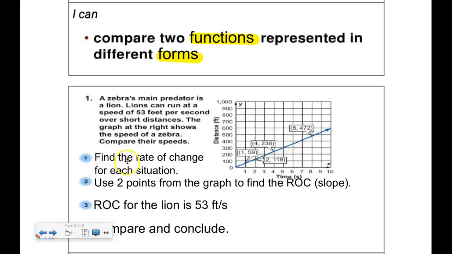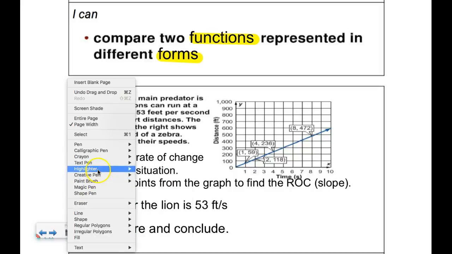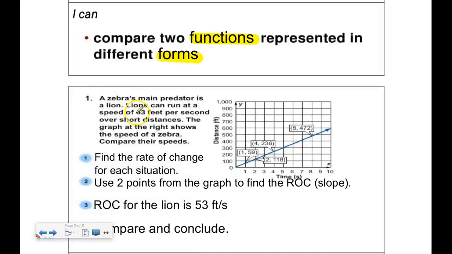First, you need to find the rate of change for each situation in order to be able to compare them. Well, they already gave me the fact that a lion's speed is 53 feet per second. So I already have that. What I want to do is determine from the graph the rate of change of the zebra, because they told me the zebra is the graph.